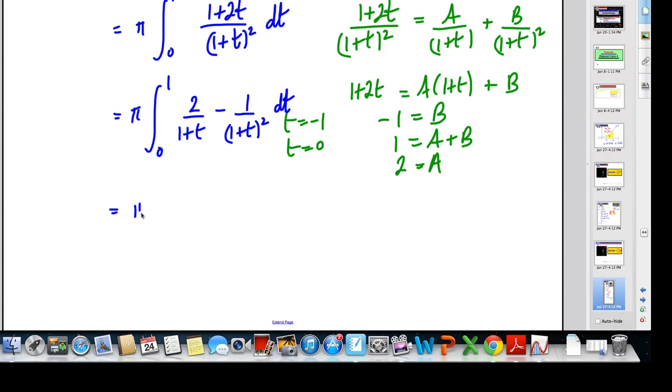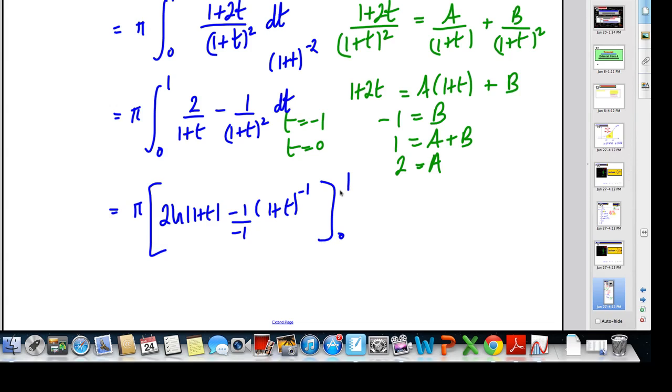And now we can integrate. Well, here the top is the differential of the bottom. Well, nearly. It would be 2 ln 1 plus t. And this here is actually 1 plus t to the power of minus 2. So this is a simple polynomial. Add 1 to the power and divide. So it would be minus 1 plus t, add 1 to the power, would be minus 1 over minus 1, between 0 and 1, which is pi, 2 ln 1 plus t plus 1 over 1 plus t.